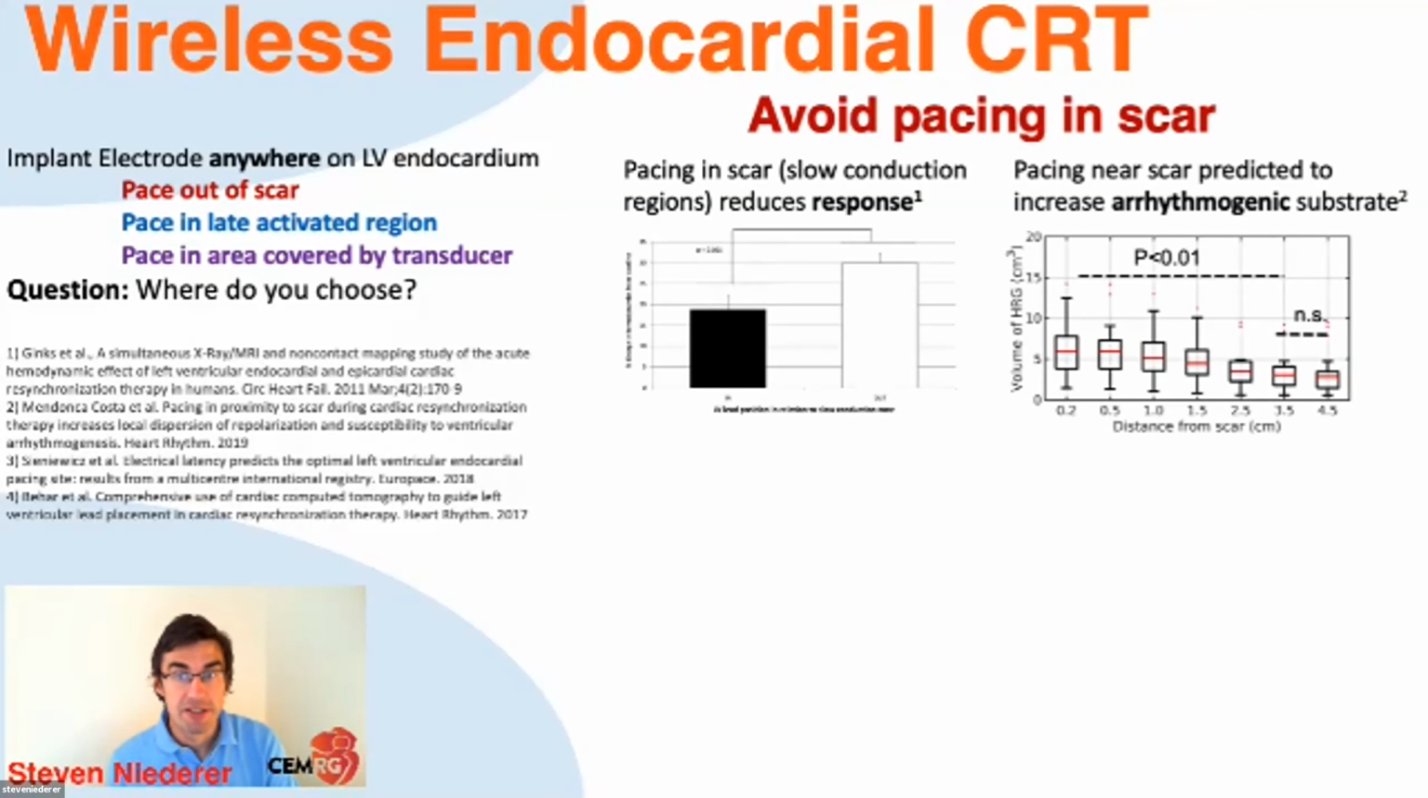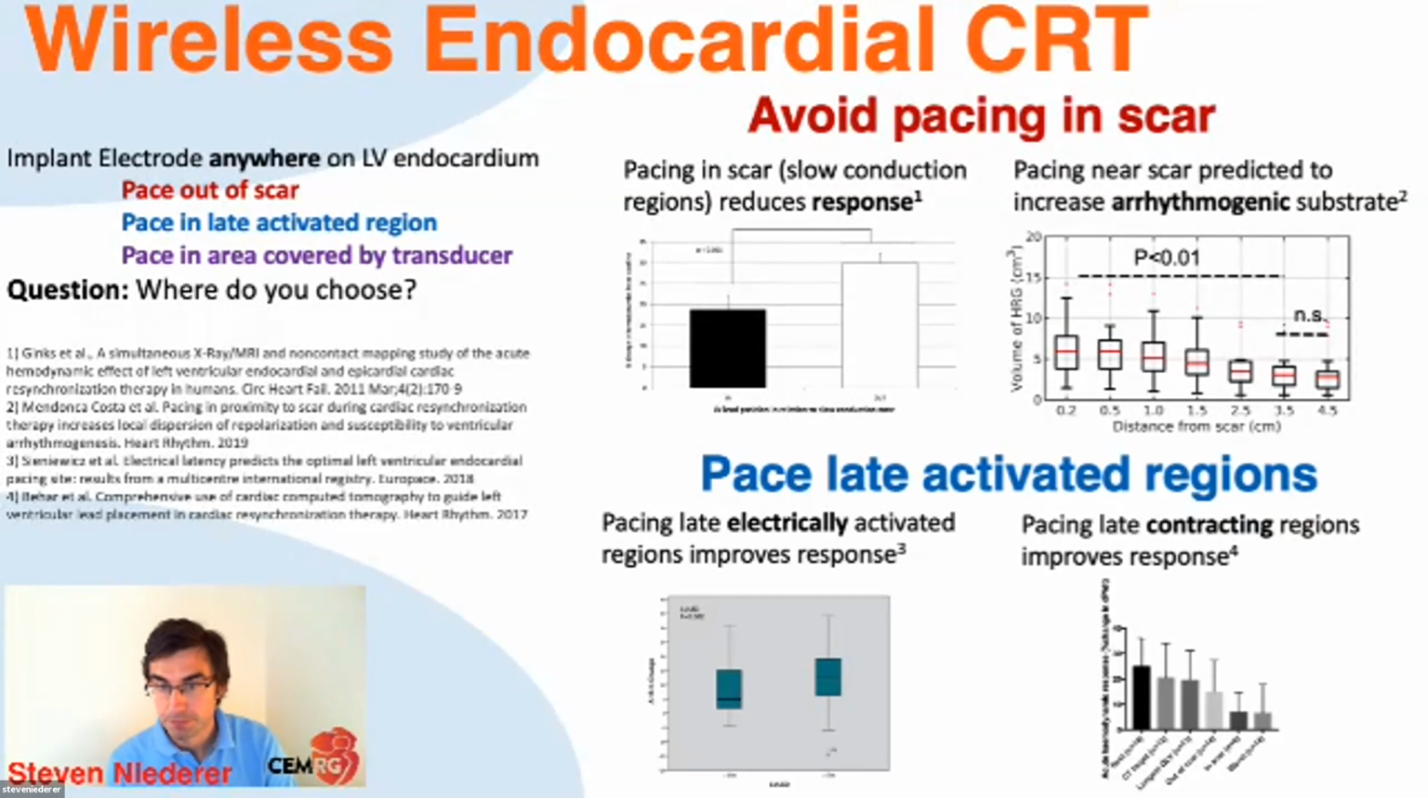So we need to avoid pacing in scar, and this is for 2 reasons. The first of these reasons is that if you pace in scar or in slow conducting regions, you have a poorer outcome for your patients. And the other reason is that, certainly from simulation studies, we've shown that if you pace close to infarcts in CRT patients, both endocardially and epicardially, you see an increase in the arrhythmogenic substrate.